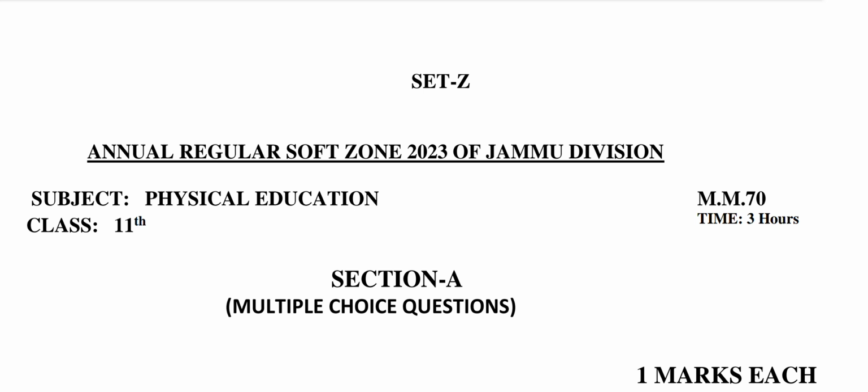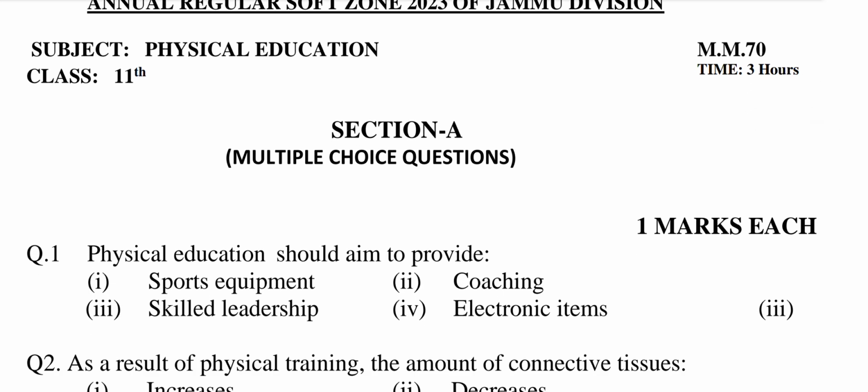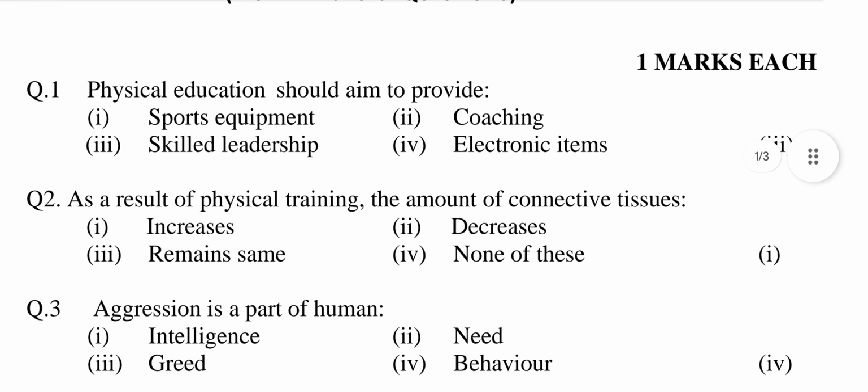Subject Physical Education. Maximum marks 70. Class 11th. Time 3 hours. Section A. Multiple choice questions. Each question carries 1 mark. Question number 1. Physical education should aim to provide option first sports equipment, number 2 coaching, number 3 skilled leadership, number 4 electronic items. Answer is option third, skilled leadership.